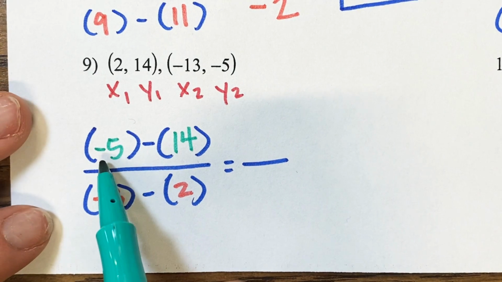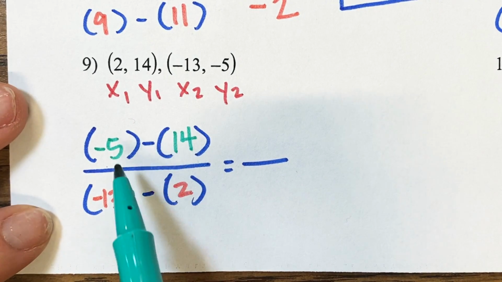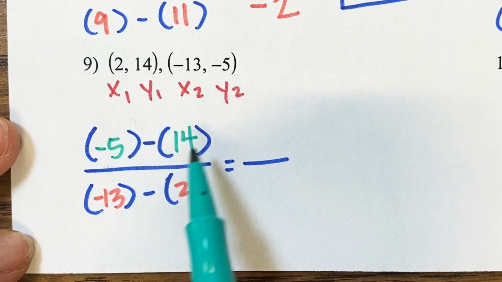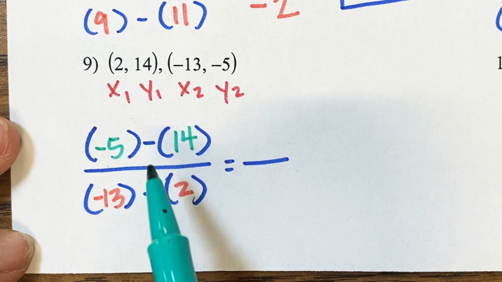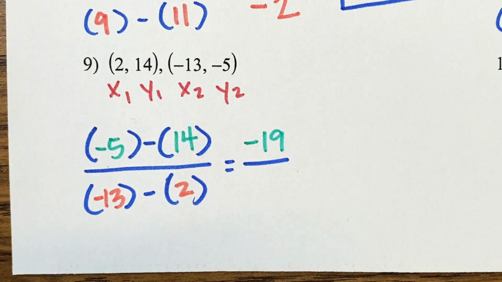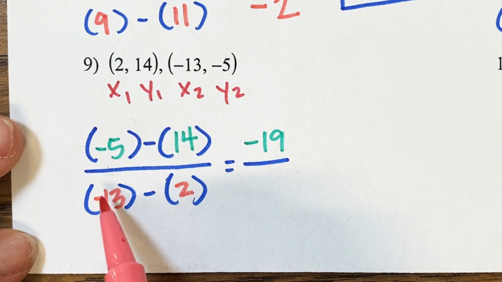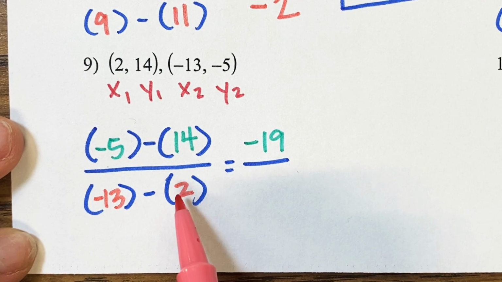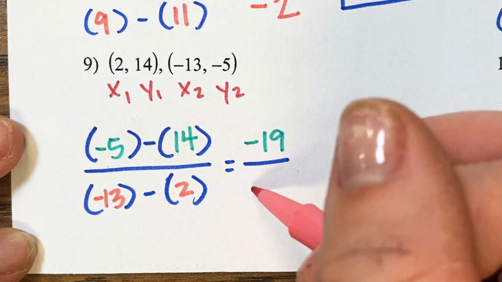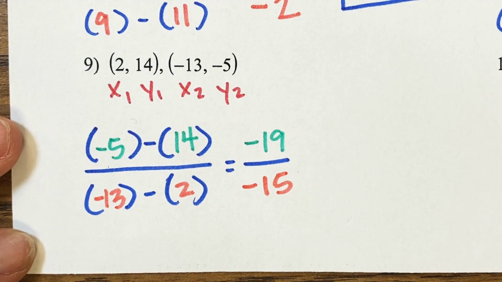Okay, now let's solve. Negative 5 minus 14. We're already in the negatives, and we're getting more negative. Where are we going to end up in the negatives? Negative 19. Okay, same thing on bottom. We're already in the negatives. At negative 13, we're going to subtract 2 more. Where am I going to end up? Negative 15.